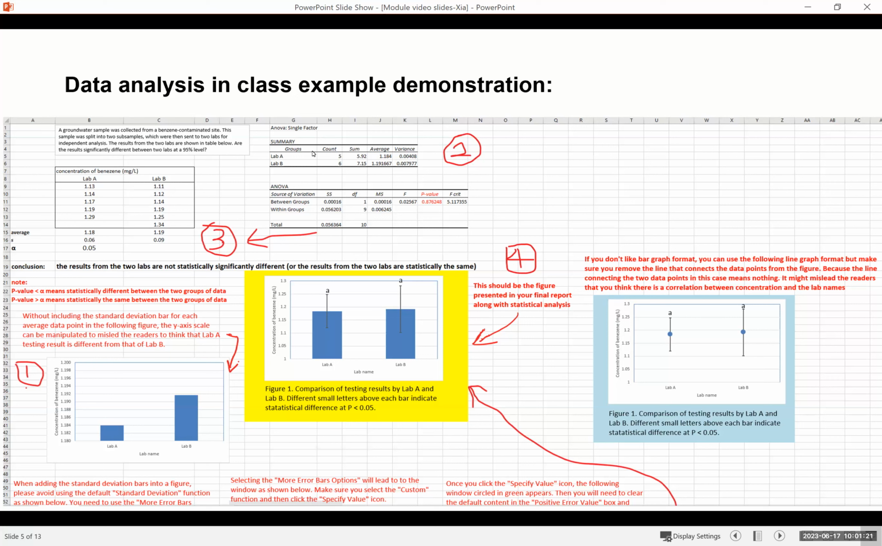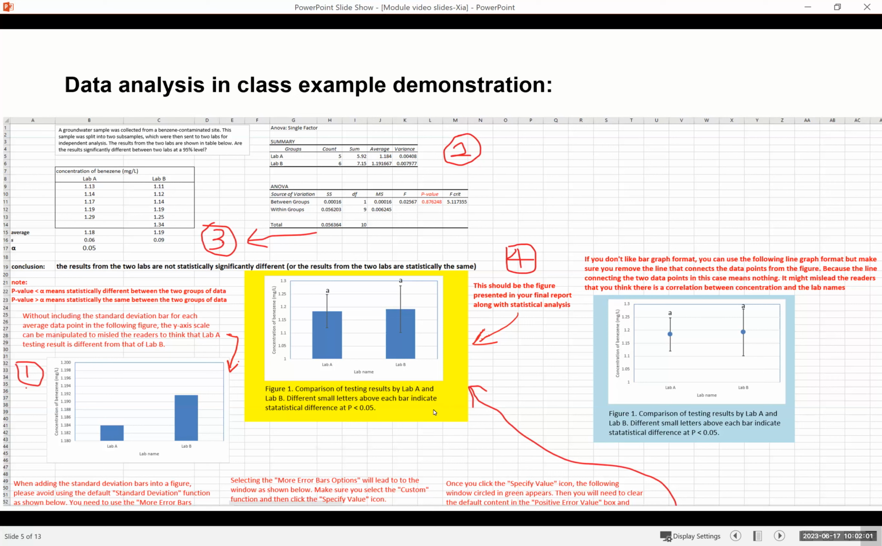So I showed them how to do ANOVA test. And the statistical data shows that actually there's no difference between the two data sets or the performance of the two labs. And then I showed them how to plot a correct graph to show the result. And I showed them the importance of including standard deviation in addition to the average of the data from the two labs.